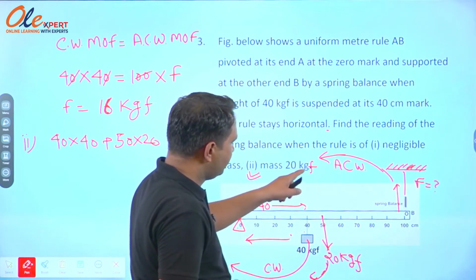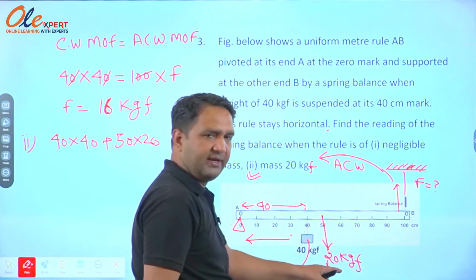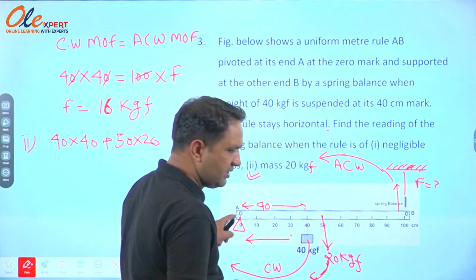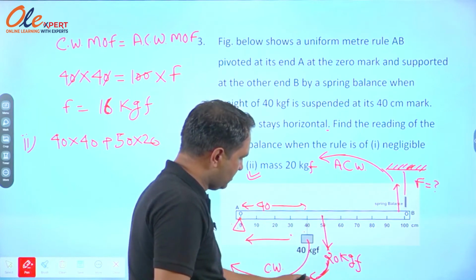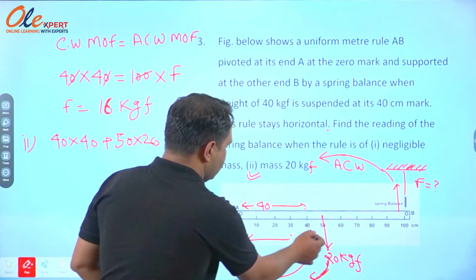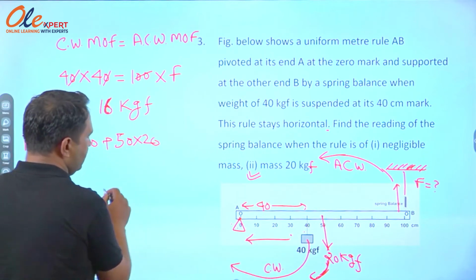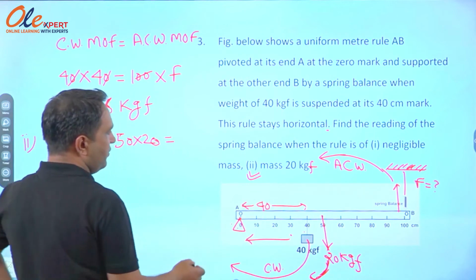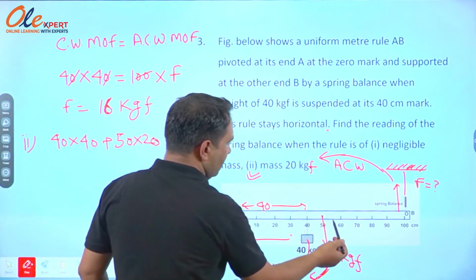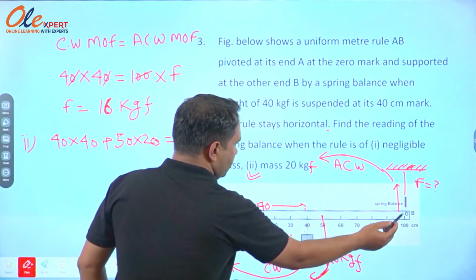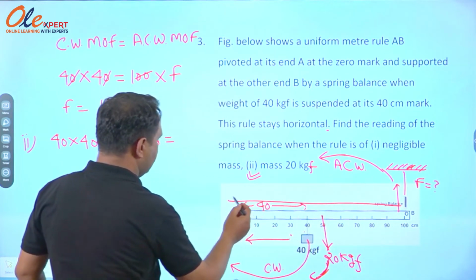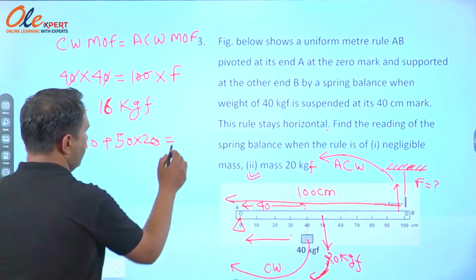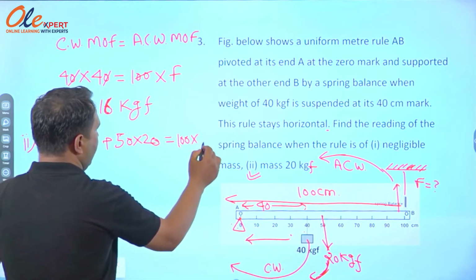Now mass of this meter rule is 20 kgf. So this will also work in clockwise moment. So these two will be added, 50 into 20, and it should be equal to anti-clockwise moment of force. And how much is the anti-clockwise moment of force? This distance is 100 centimeter. So 100 into F.